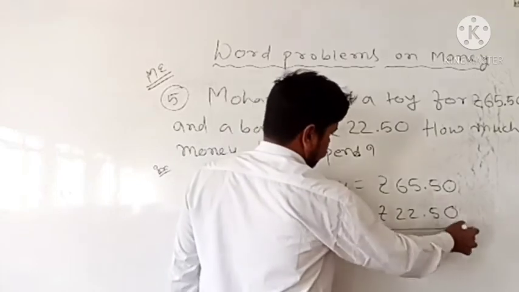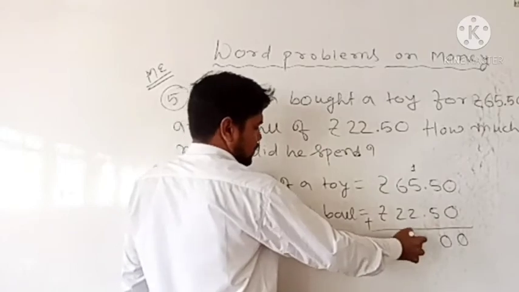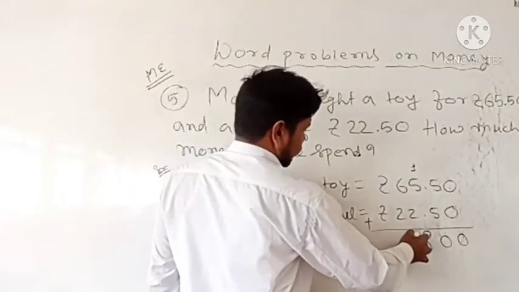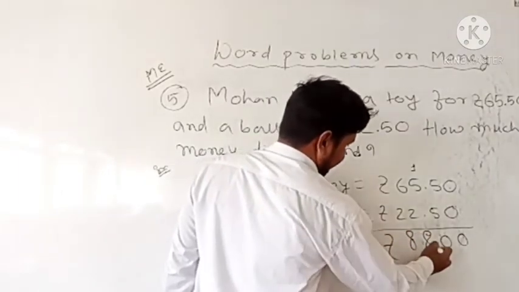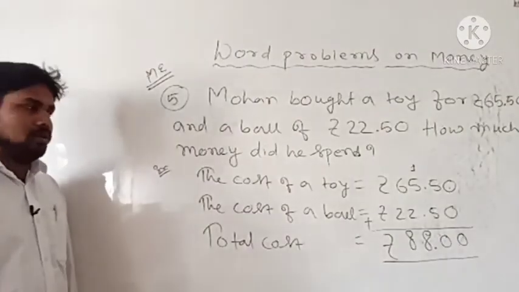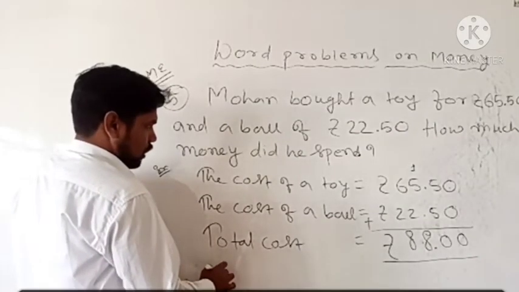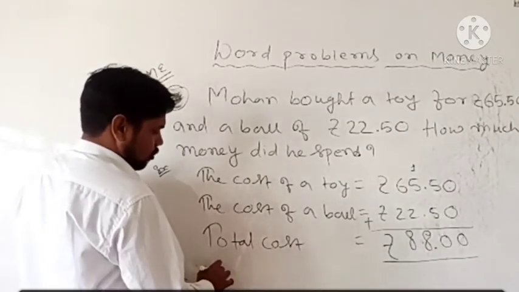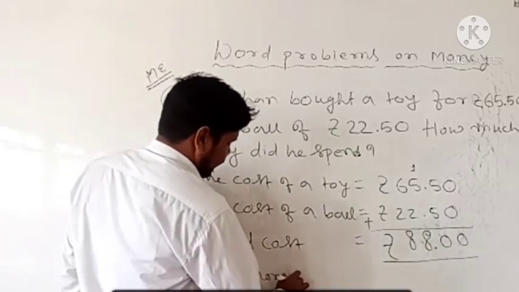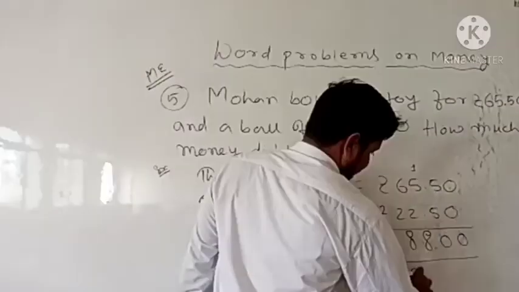So 0, 0, 0, 5 plus 5 is 10, so 0 and 1 carry. So 1 carry, 6 plus 2 is 8. So 8, and then again 6 plus 2 is 8. So rupees 88.00, that means rupees 88 is the total money he spent. So the answer will be, therefore, how much money did he spend, it is asking. So the money he spent is equal to rupees 88.